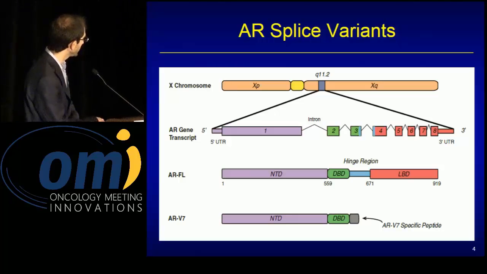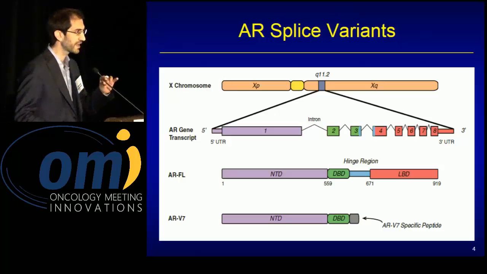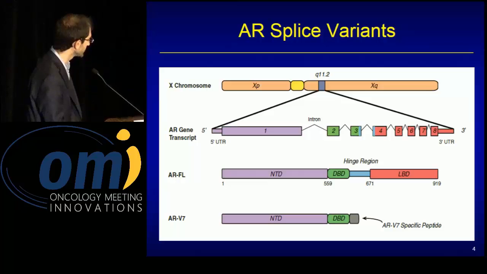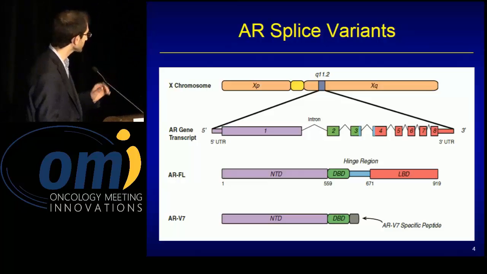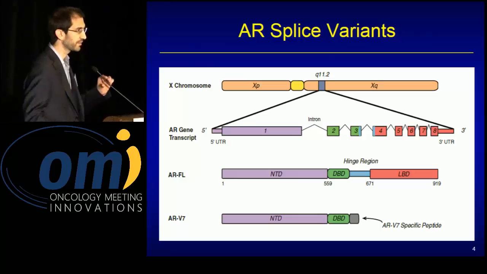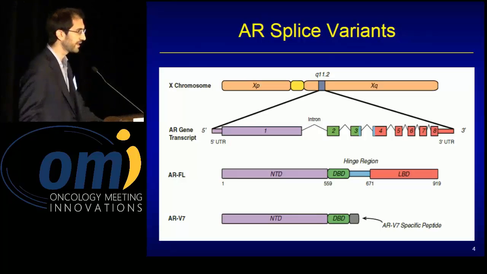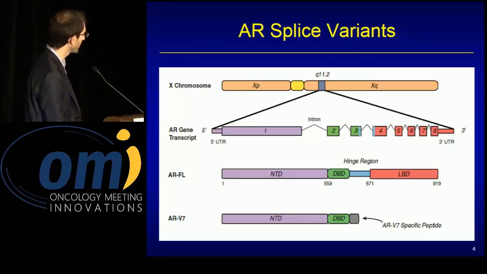And there are 8 exons which comprise the gene. And of course, as you know, the intronic sequences are spliced out to form the mature protein when it's translated. The protein has 4 domains. The red domain, which is encoded by exons 4 through 8, is the ligand binding domain, followed by this blue area called the hinge region, and then this green area called the DNA binding domain. And this purple area is the N-terminal domain, which is the transcriptionally active part of the molecule.